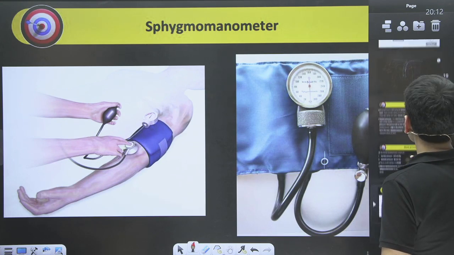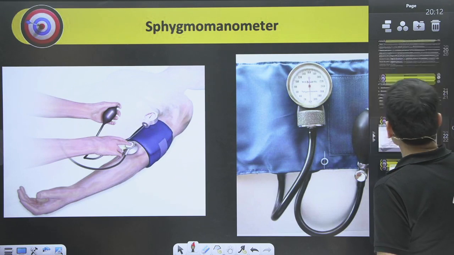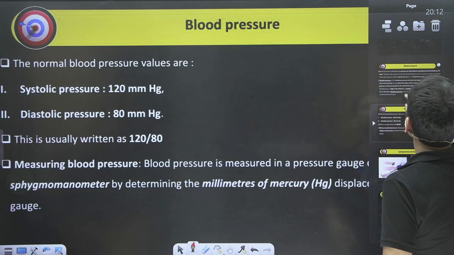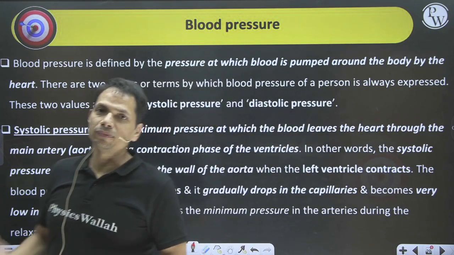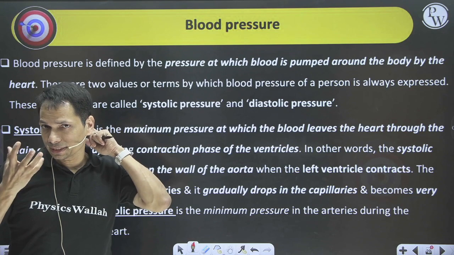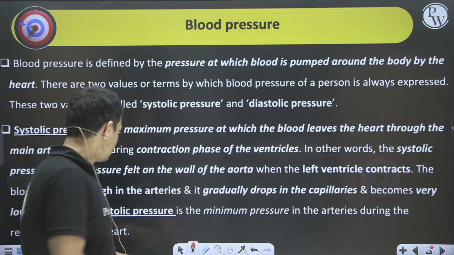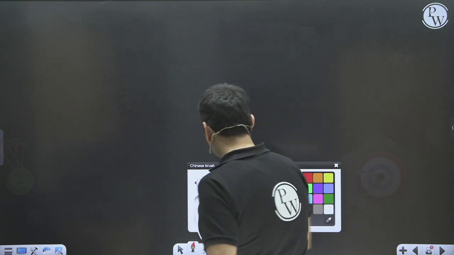Now we need to know what blood pressure is, right? So what is blood pressure? We have the systolic pressure and we have the diastolic pressure. Systolic pressure is when the heart is contracting, and when the heart is relaxing, it's called the diastolic pressure. So what does that exactly mean?